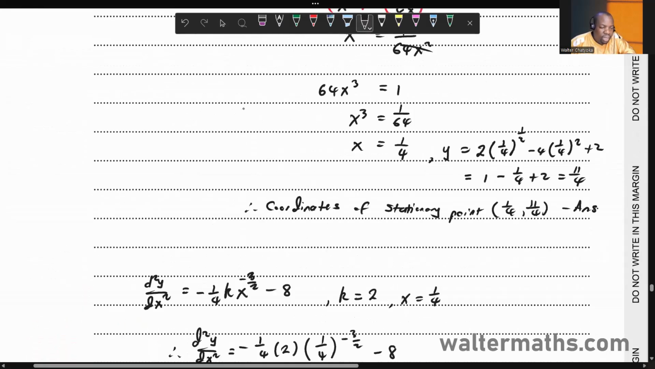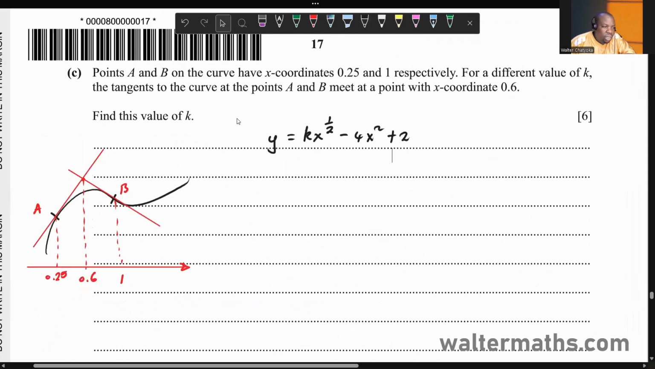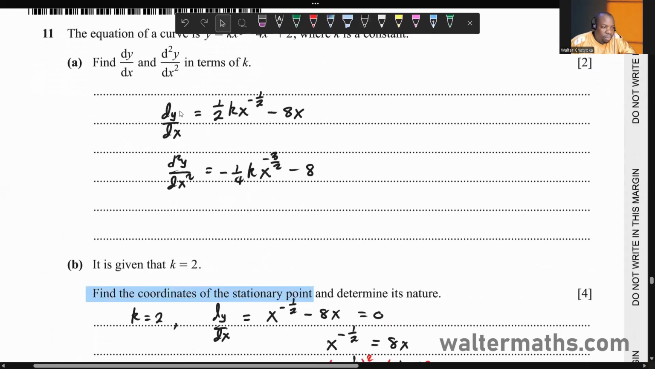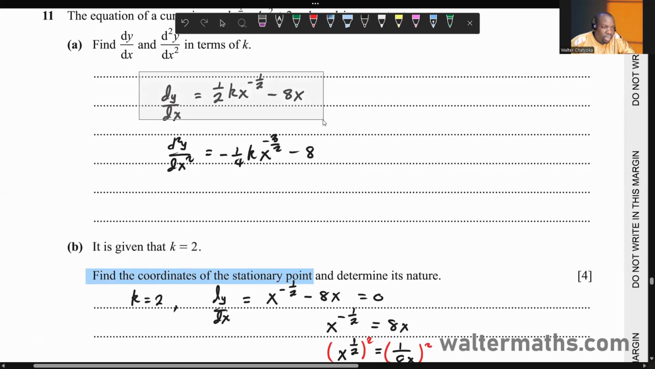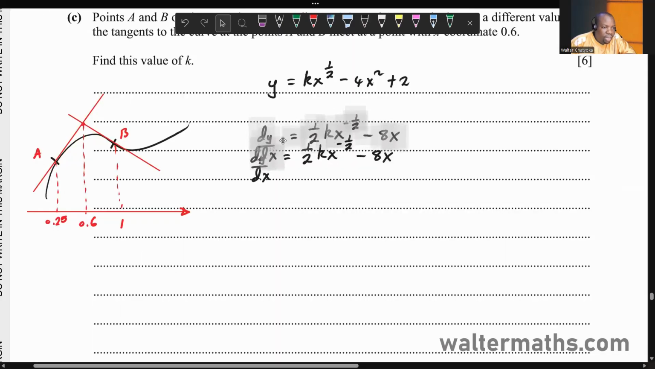Is that right? Minus 4x squared plus 2. Okay, that's right. So that's the equation of the curve. All right, and we had done dy by dx already, the gradients. So dy by dx was this. So we're going to make use of this. So we already have the gradient function.